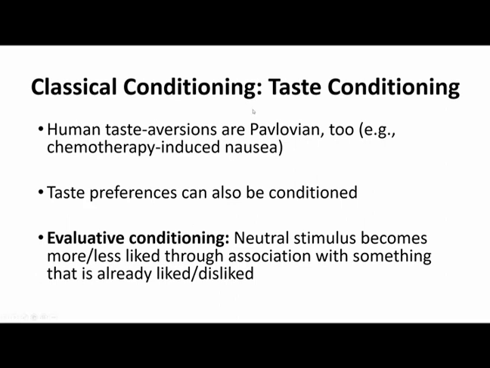And like I said at the beginning, when we started talking about these taste aversions, taste preferences can also be conditioned. And a lot of our taste preferences end up happening through something called evaluative conditioning. I always struggle with that one. And in evaluative conditioning, a neutral stimulus becomes more or less liked through association with something that is already liked or disliked.